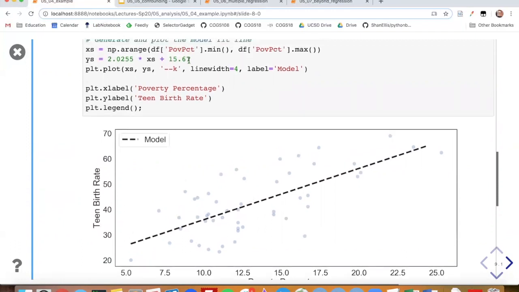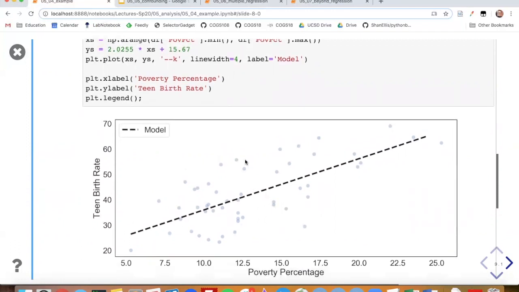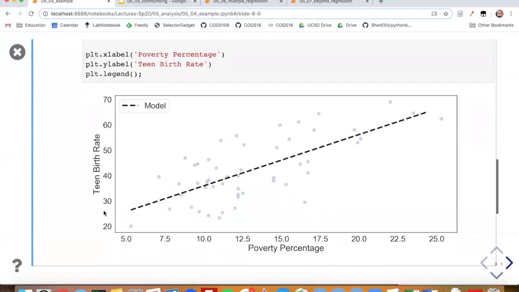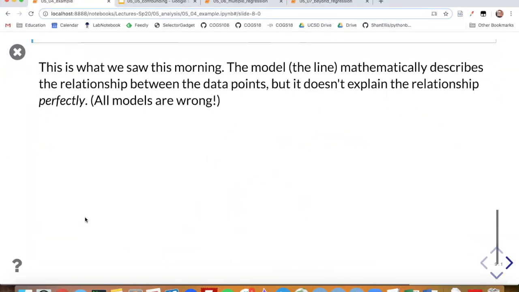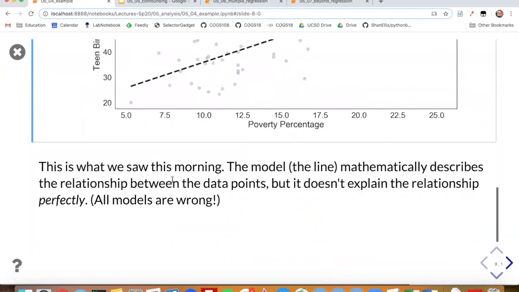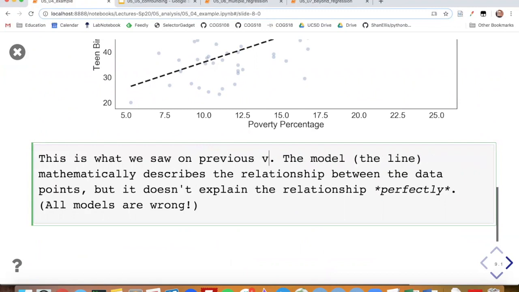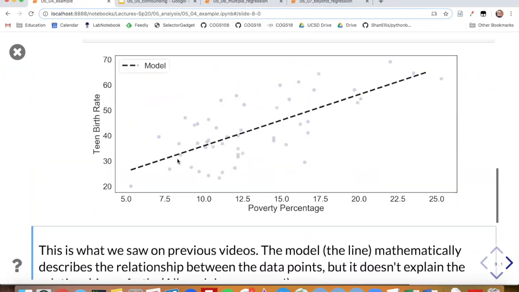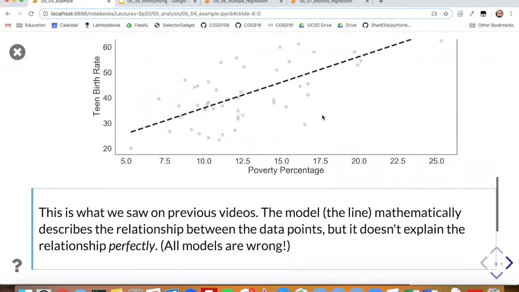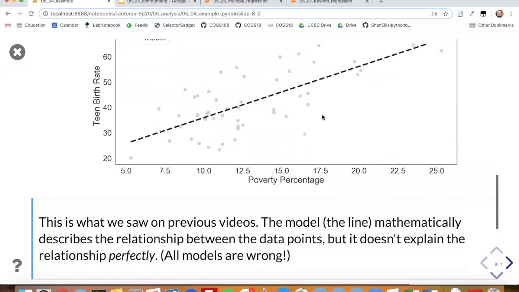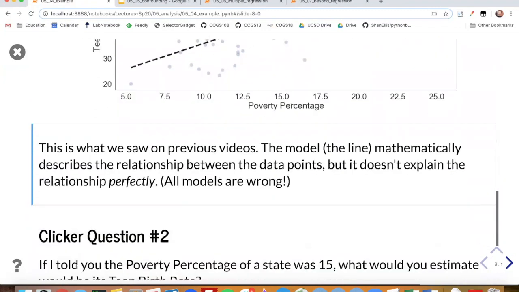So I have specified what line to draw, given the data underlying it. And we can see that it does a pretty good job describing the relationship between poverty percentage and teen birth rate with these data. So this is what we saw on previous videos. The model, the line, mathematically describes the relationship, but it doesn't explain it perfectly. This is, again, the concept behind the fact that all models are wrong.